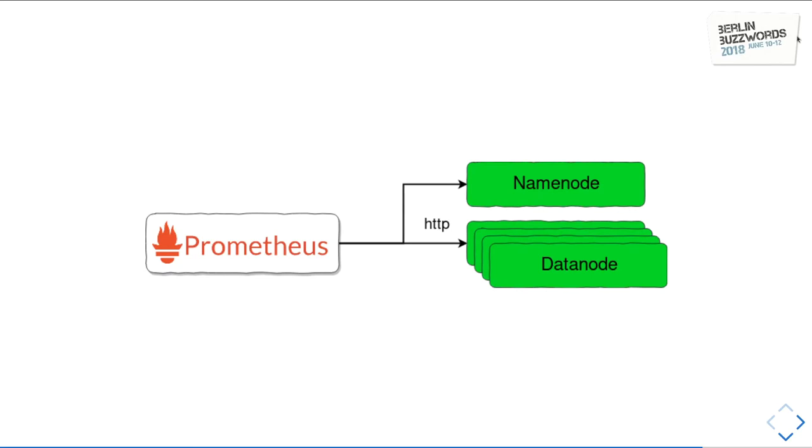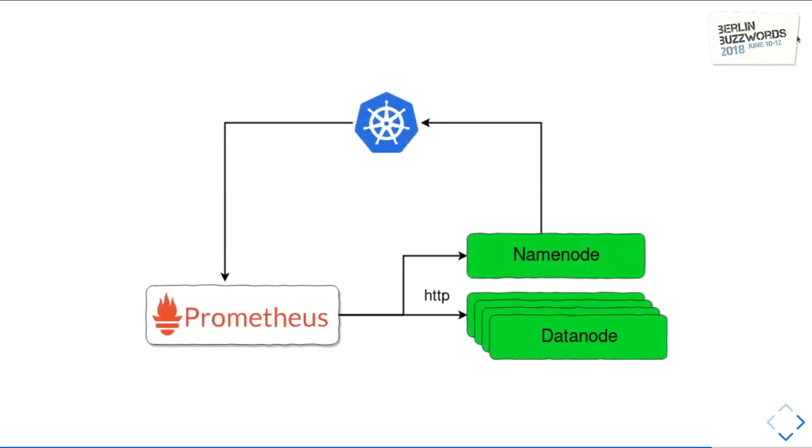So we need two things. One is an HTTP endpoint here and here and in all the data nodes. Hadoop doesn't have it, so we need some magic. The other thing we need is that Prometheus should know where the HTTP endpoints are. You know that we have a lot of containers. I don't know where they are started. So, flexibility and ecosystem. Let's start with the ecosystem.